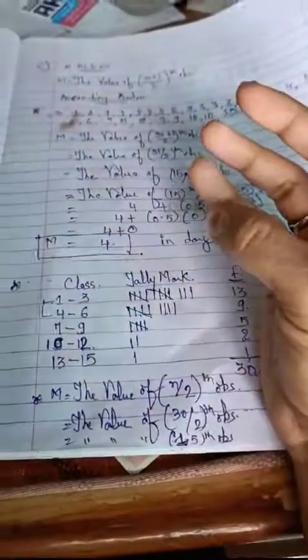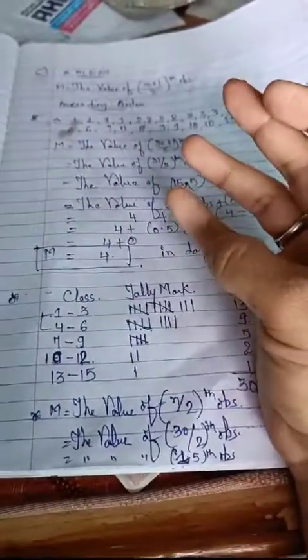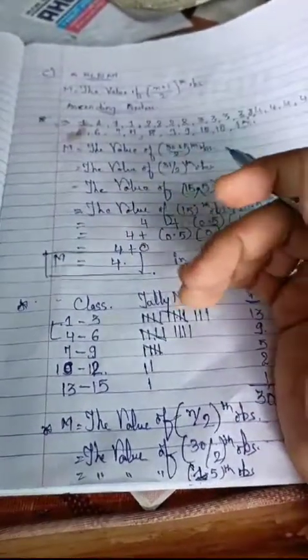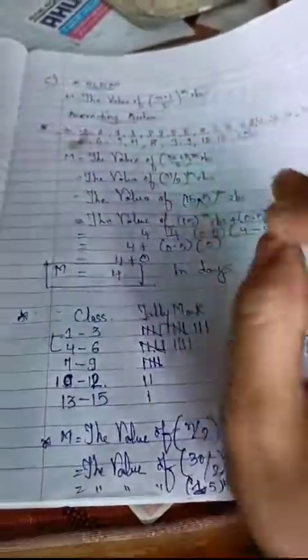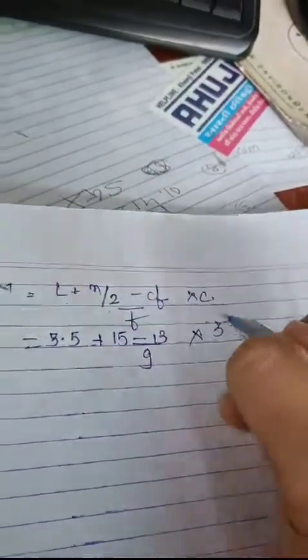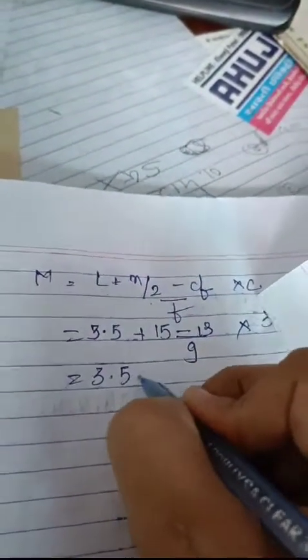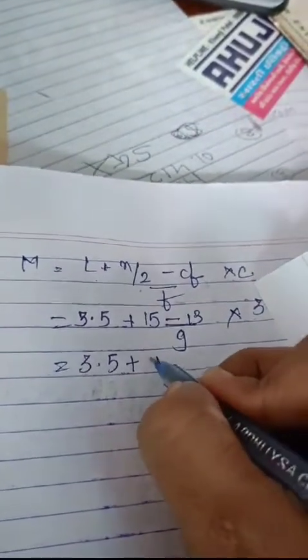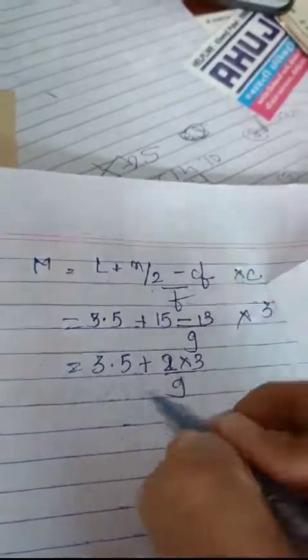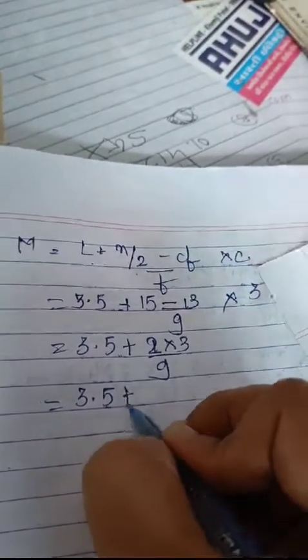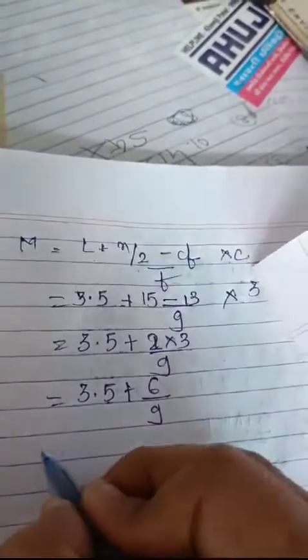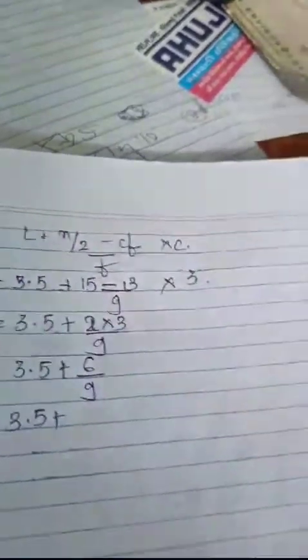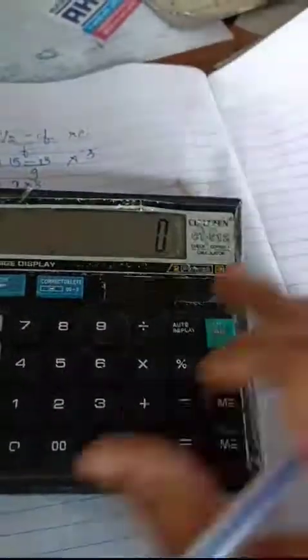C here is 3: here 1, 2, 3, 4 will be coming in the next class. So the difference is what? 1, 2, 3. Is that clear? The class has a difference of 3. So here 3.5 plus 15 minus 13, that is 2, multiplied by 3, divided by 9. So 3.5 plus 3 twos are 6, divided by 9. So 3.5 plus 6 divided by 9, that comes to 0.67.